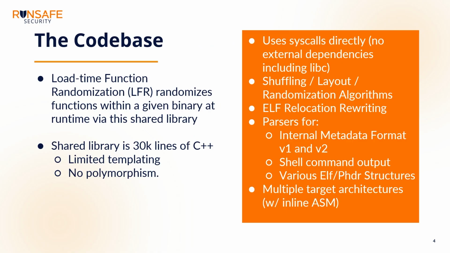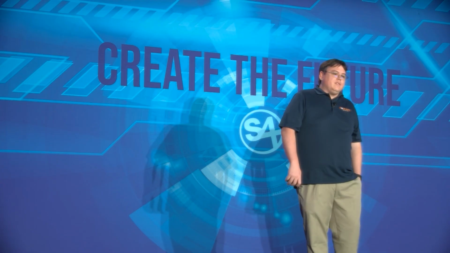So what does our code base look like? Our library does load time function randomization, which takes a set of functions and randomizes it as a security measure. And it's all in one big shared library. It's about 30,000 lines of C++. It's got limited templating, no polymorphism, so hopefully a good candidate to move over to the Rust side.